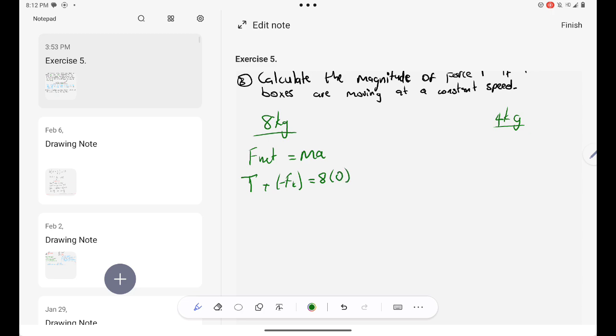Remember that the system is moving at a constant speed. Constant speed simply means there's zero acceleration. Are you together? So tension minus 15.68 has to be equal to 0. That means tension is equal to 15.68 newtons. Are you together? It's very important for me to find the tension, because I will use it on the other side for me to find the value of the magnitude of a force F.